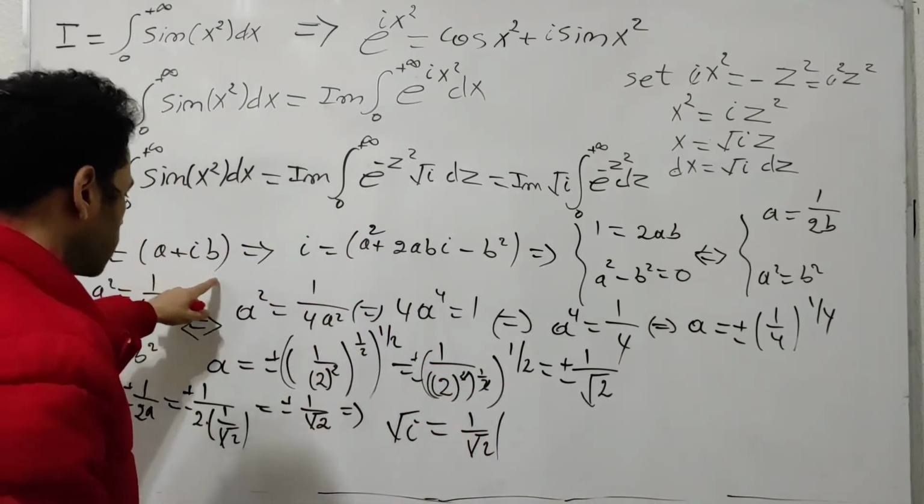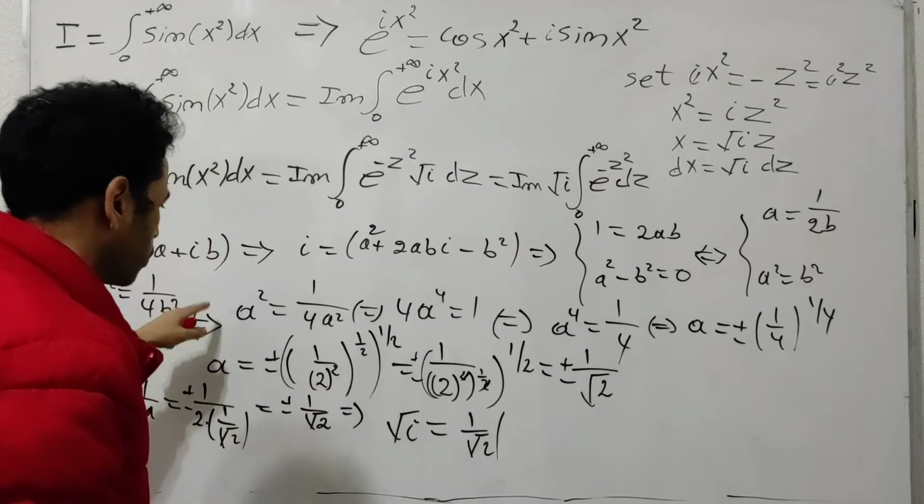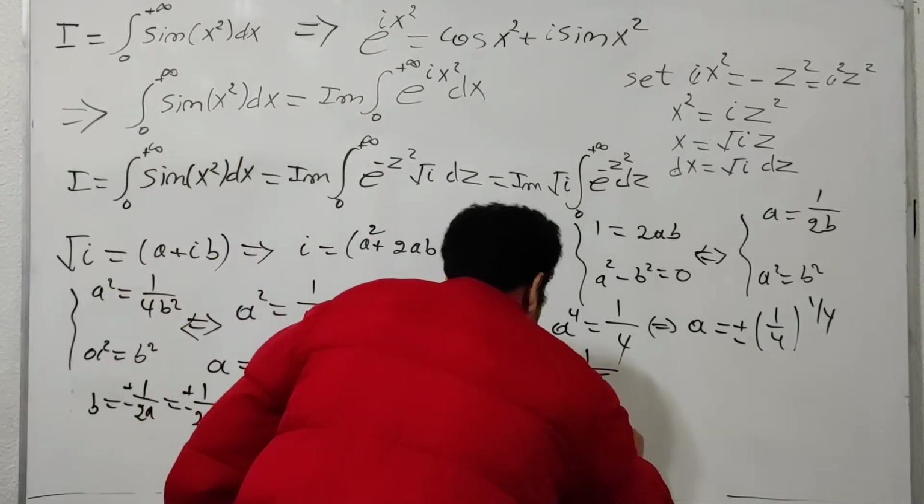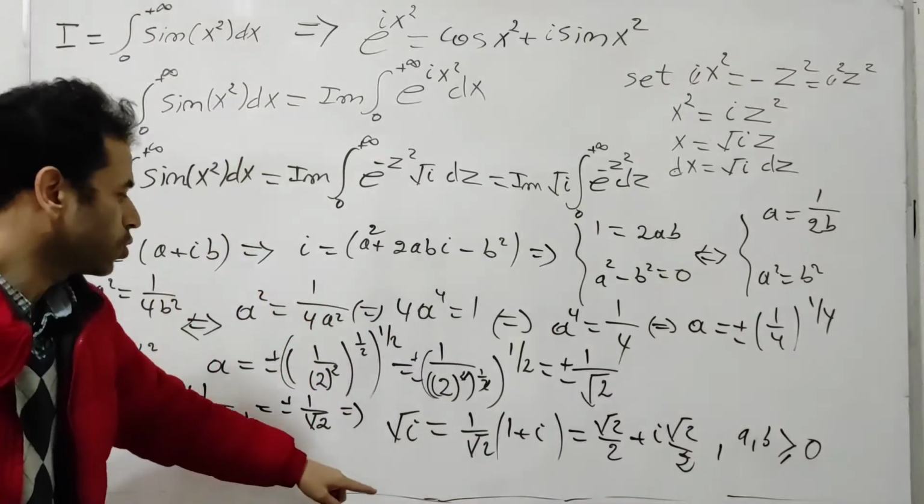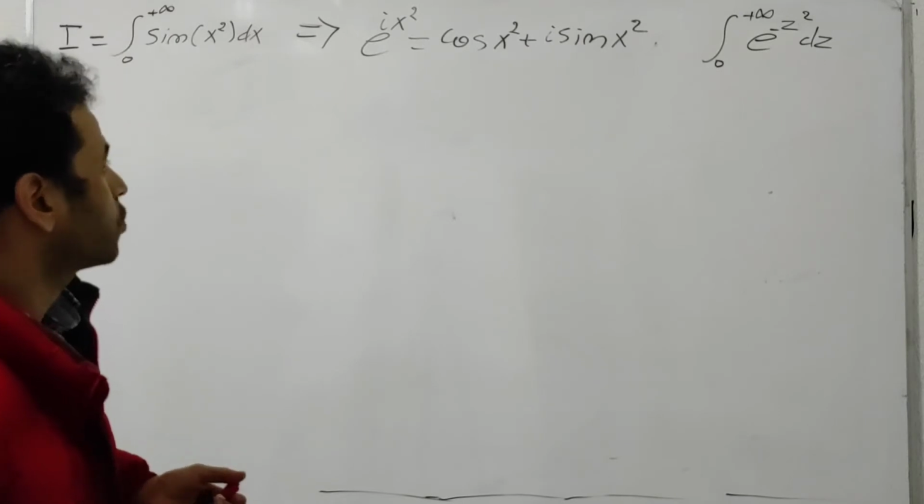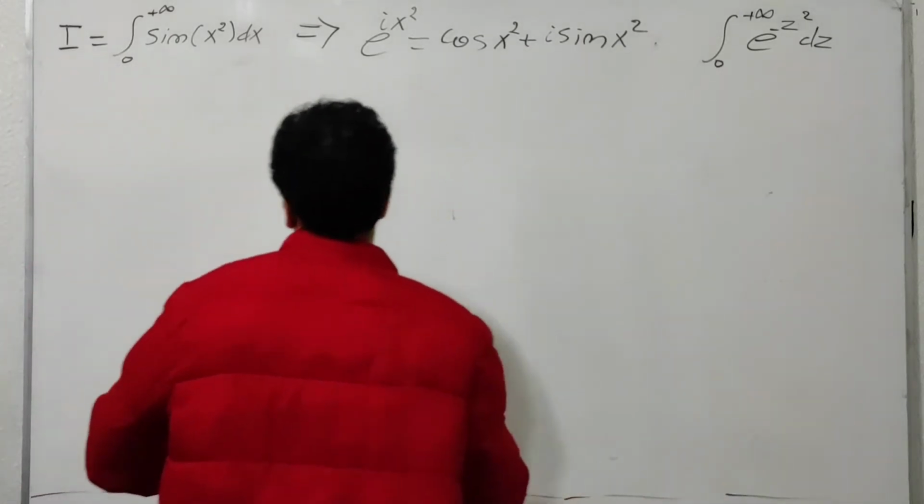I'm going to replace a and b with 1 over square root of 2. I will get 1 plus i. Okay, I'm going to simplify this one. All right, I'm going to clean up the board and calculate this integral. Okay, in order to finish off this problem, I'm going to calculate this integral.